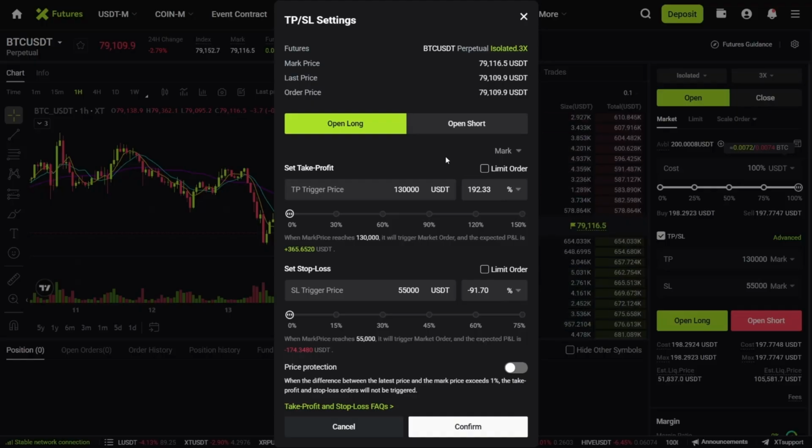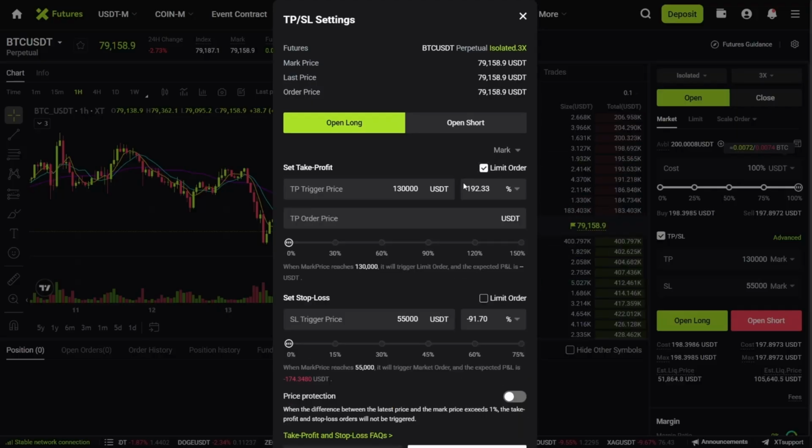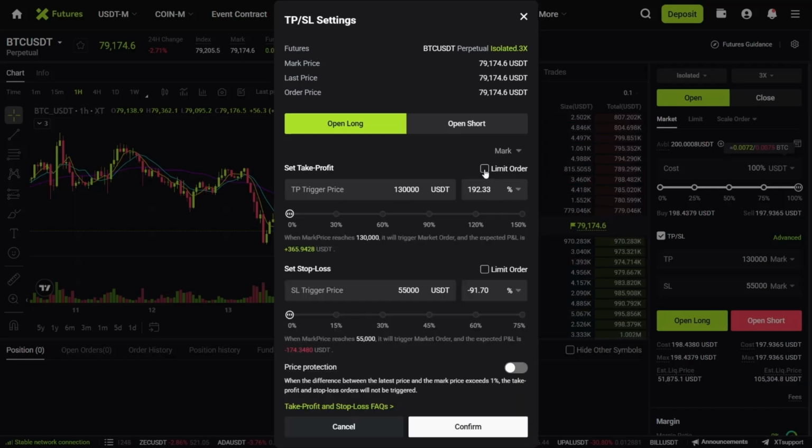This is usually the simplest option and is often better for beginners, especially for stop losses because the main goal is to get out of the trade quickly. Using a limit order means once the trigger price is reached, XT will place a limit order at the price you choose. So if we click limit order, it will give us another price to choose. This gives us more control over the exact price, but there is a risk the order may not fill if the market moves too quickly. So we're going to stick to market orders for our take profit and stop loss.